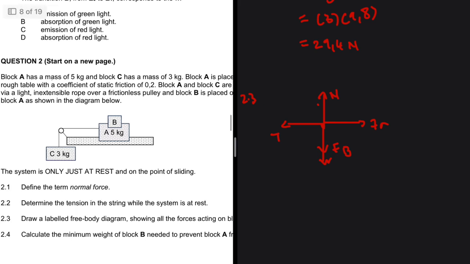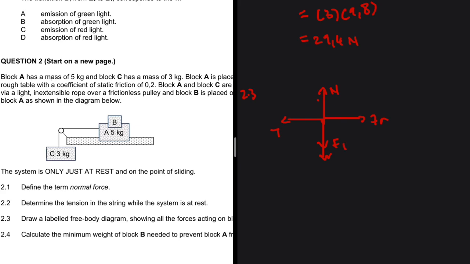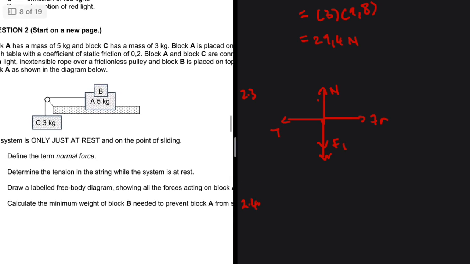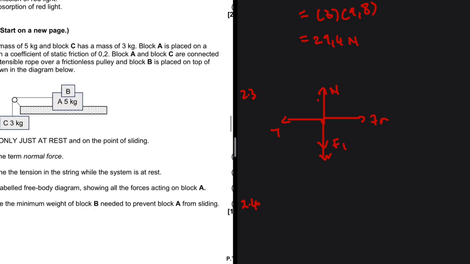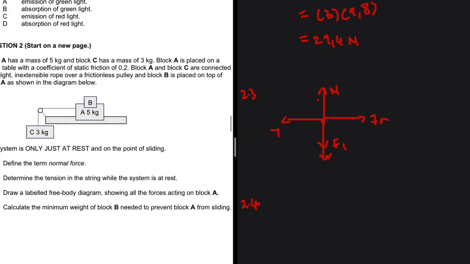So that is 2.3. Let's take a look at 2.4. Right. So 2.4. What is happening? Calculate the minimum weight of block B needed to prevent block A from sliding. Minimum weight of block B needed to prevent block A from sliding. So let's see. We have a free body diagram here. So where does block B feature on this free body diagram?